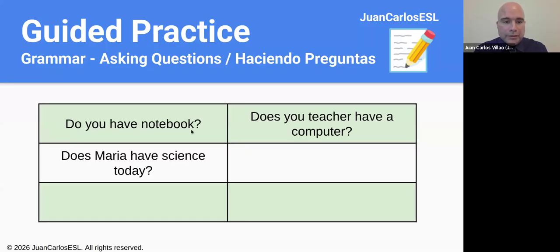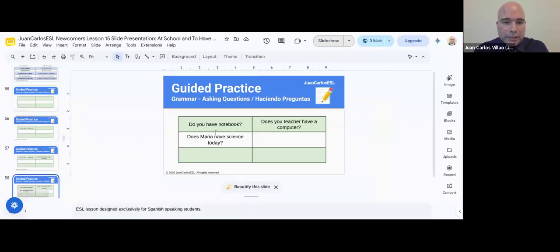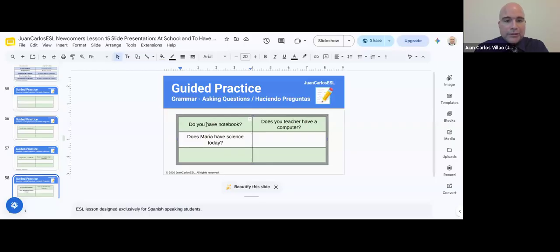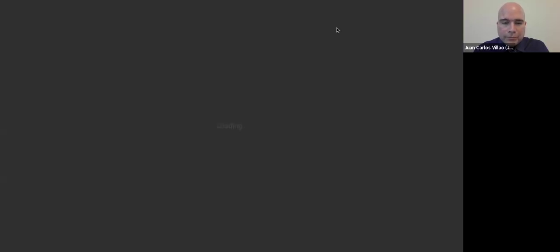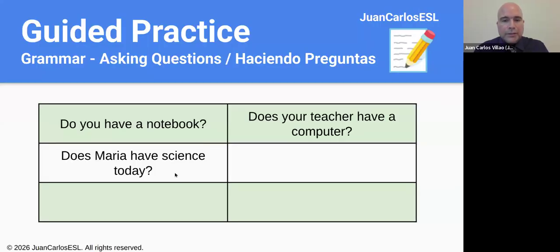So I'm going to correct these as well. Just give me a moment while I make this correction. Do you have a notebook? Does your teacher have a computer? That should be your. And then we move on to the next question.